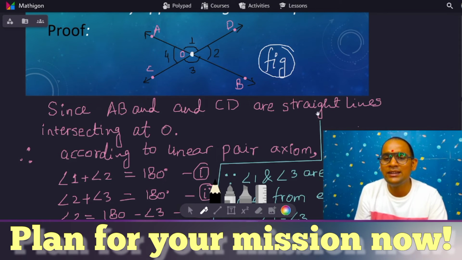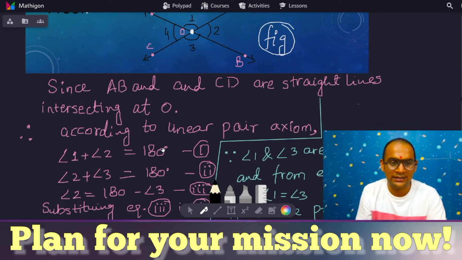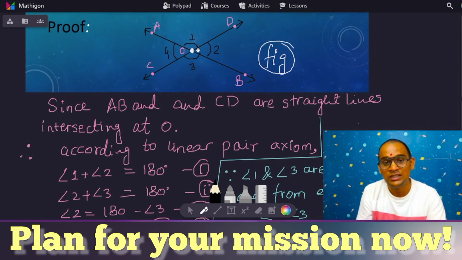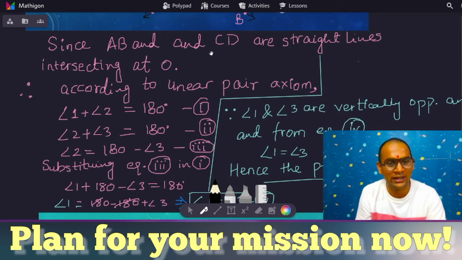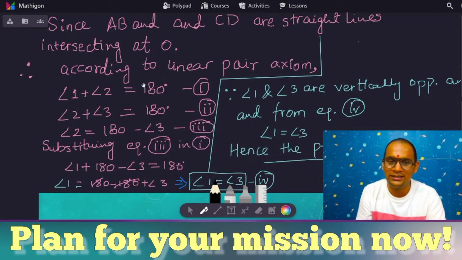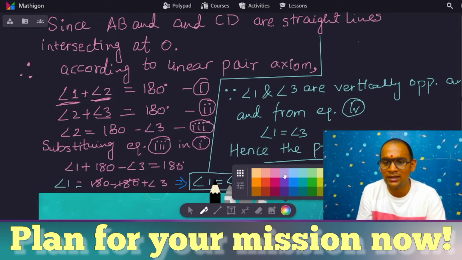So since AB and CD are straight lines intersecting at O, according to the linear pair axiom, angle 1 plus angle 2 equals 180 degrees, and angle 2 plus angle 3 is also 180 degrees. What is the reason? Because CD is a straight line, OB is a ray, and as you can see, angle 3 and 2 are adjacent angles. I hope that makes a lot of sense. Now, once we have these two equations, we need to just play around with these equations and we will be able to find angle 1 equals angle 3. That is our objective, right? Angle 1 equals angle 3. We have to prove it.